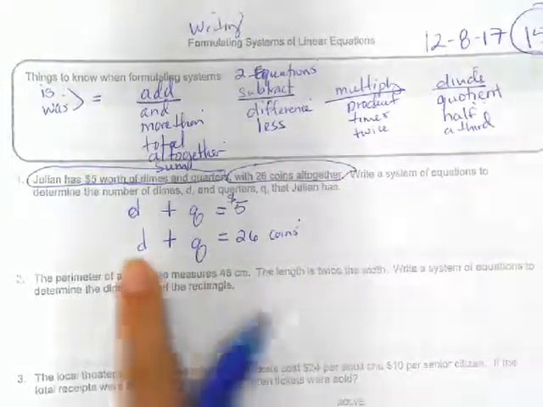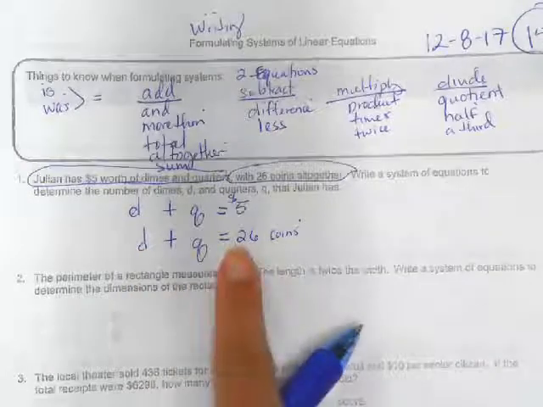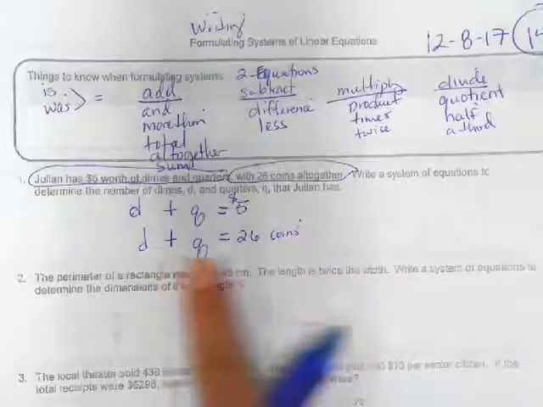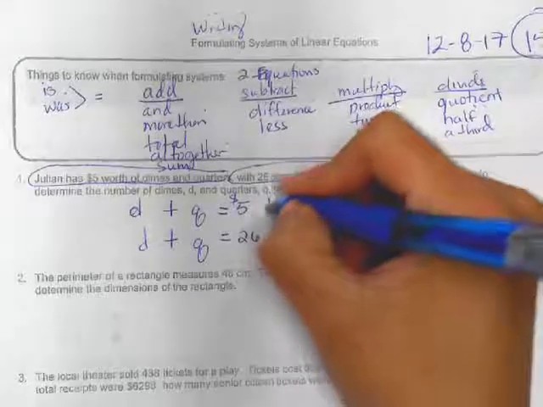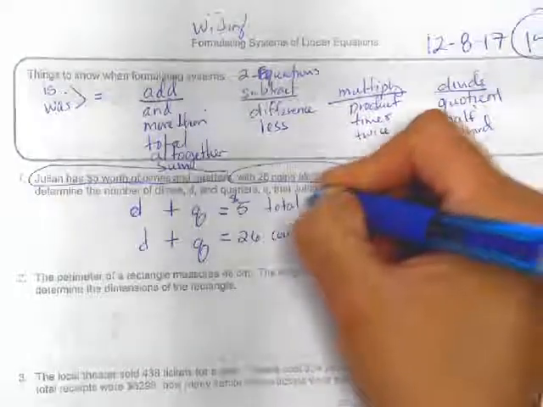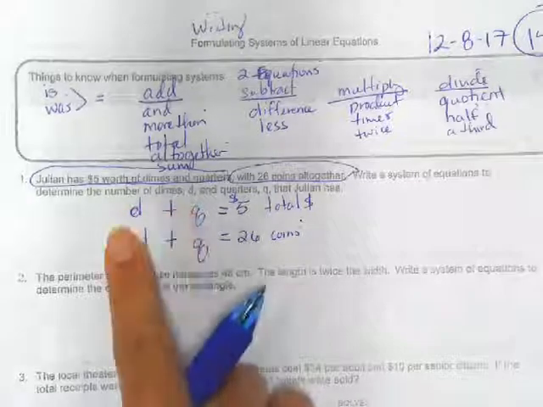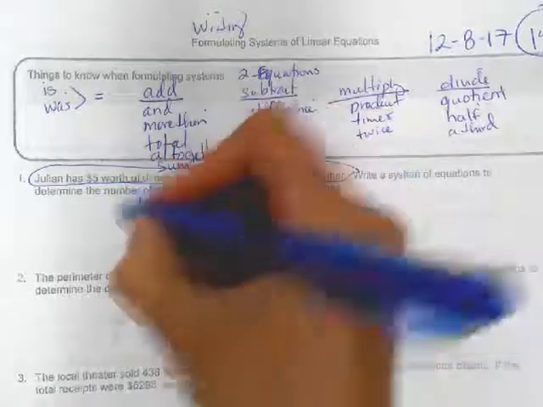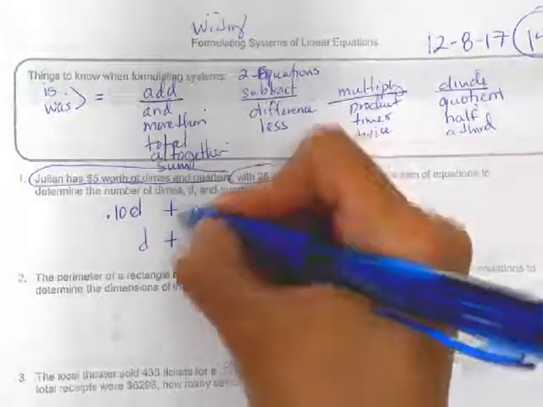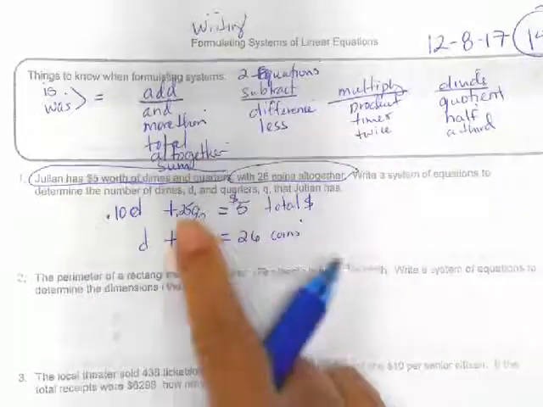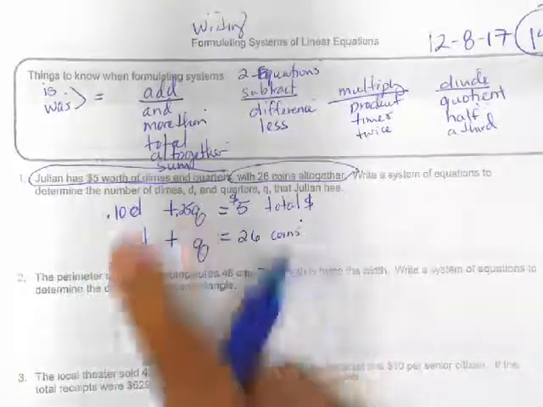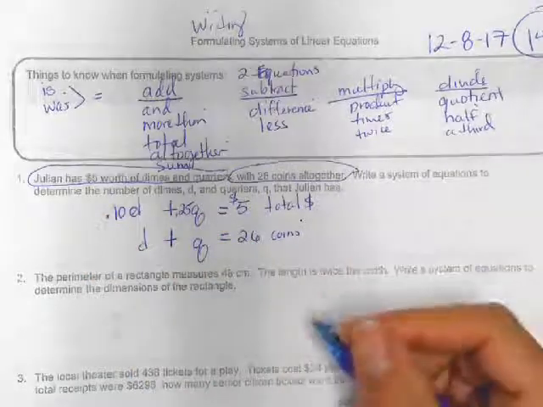If I'm going to add D plus Q, it's going to equal the number of coins. This one I can leave the way it is. But since this one is total money, I need to include the value of money for each of the coins. Dimes is 10 cents, quarters is 25 cents worth in money. So that is going to be my system.